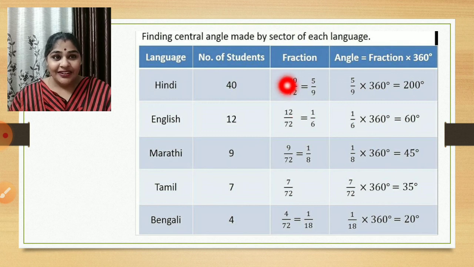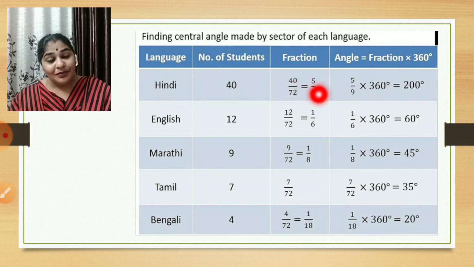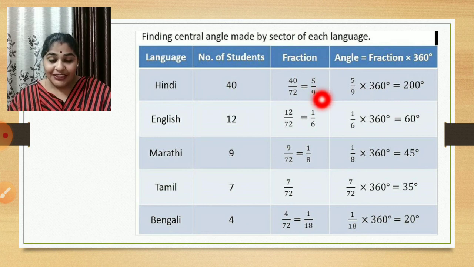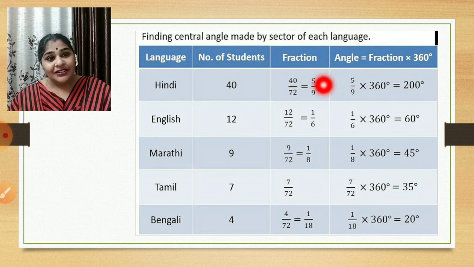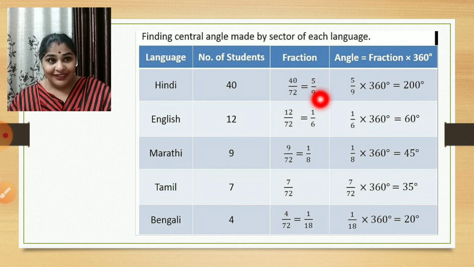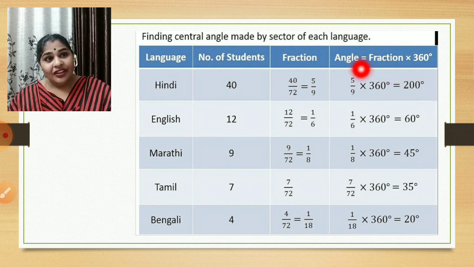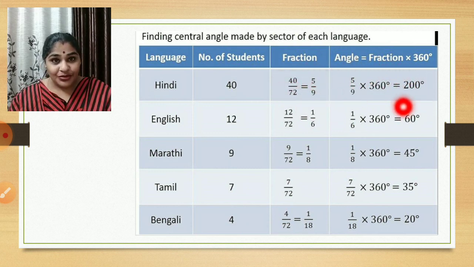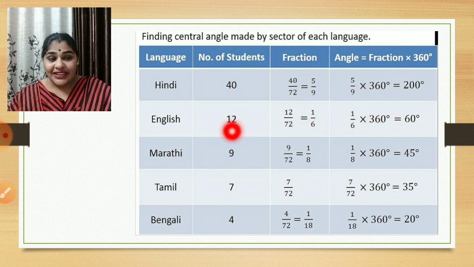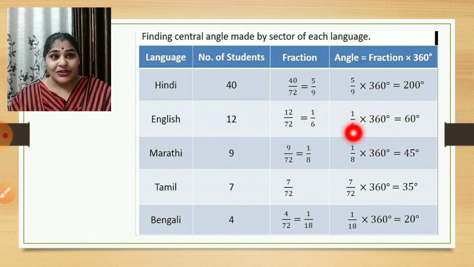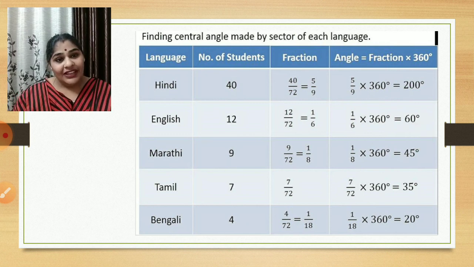Alright, you can see here, and then convert it into a simplest form. It will be 5 upon 9. Keep on solving further till you get the simplest form, that is 5 upon 9. And 5 upon 9 of 360 degree is 200. Now these calculations, children, you are aware how to do. Next is English language, 12 number of students. Fraction will be 12 upon 72, which is equal to 1 upon 6. And the central angle of that sector will be 1 upon 6 multiplied by 360 degree, which is equal to 60 degree. And so on.